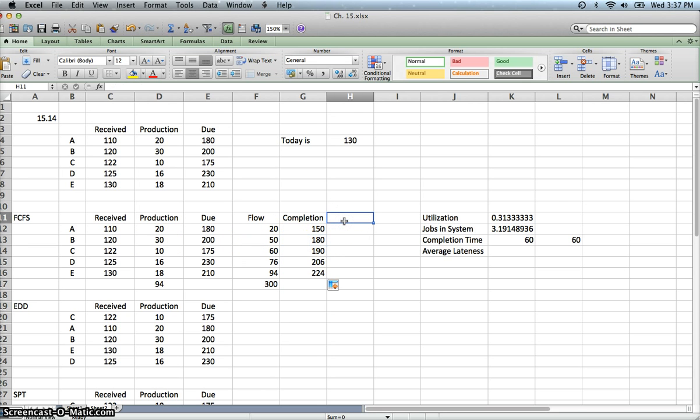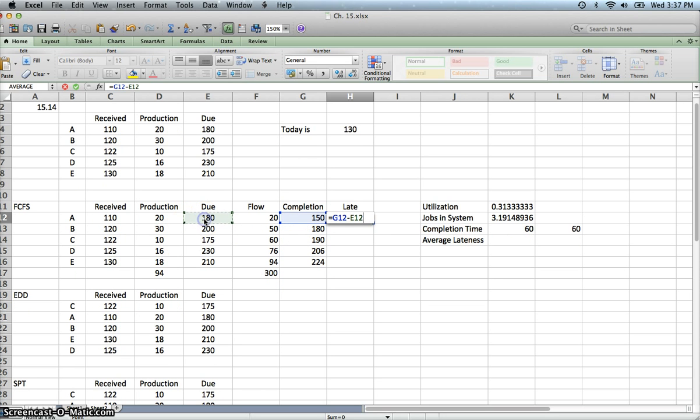Now here's where we'll do late. And what I do here is I simply take the completion time and I subtract it from the due date here. And you'll see that if it's a negative number, it basically means it's not late. It's done plenty early. And so we only need to look at the two dates. So on C, we're late 15 days because we'll finish it on day 190 and it was due 175. And on E, it was due on 210 and we did it on day 224.